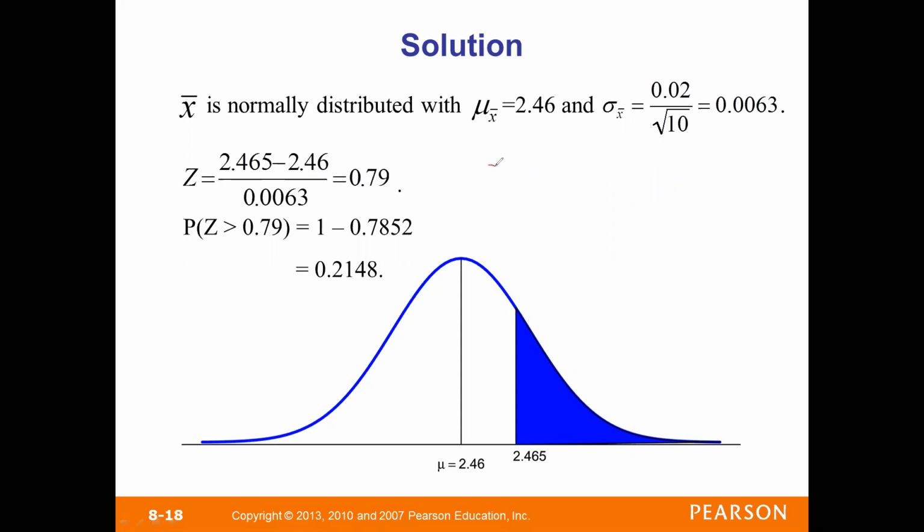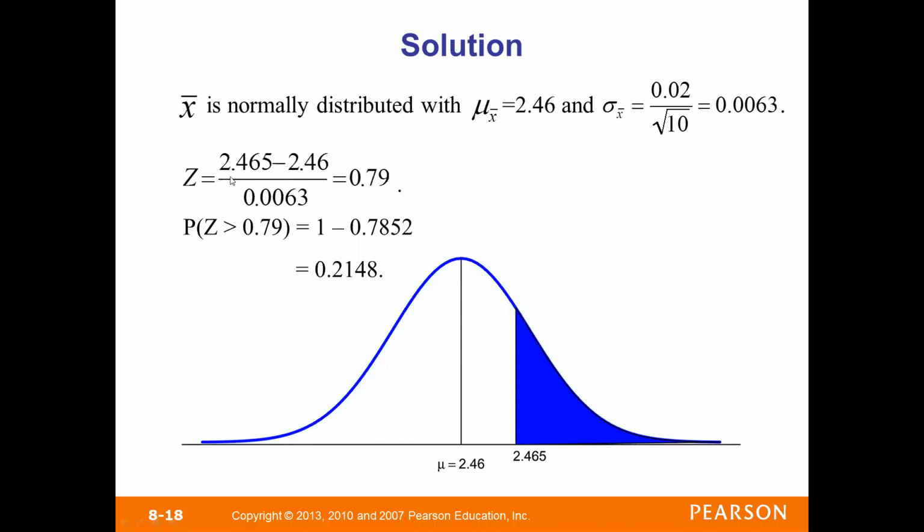Or, if we prefer, we can put it all in terms of the original population. It's going to be x bar minus mu over sigma over the square root of n. We've gone ahead and done the calculations here, so it's a little easier to plug in. We figured out that sigma over the square root of n is 0.0063, so that it looks more like what we did previously with our calculations of the normal distribution.